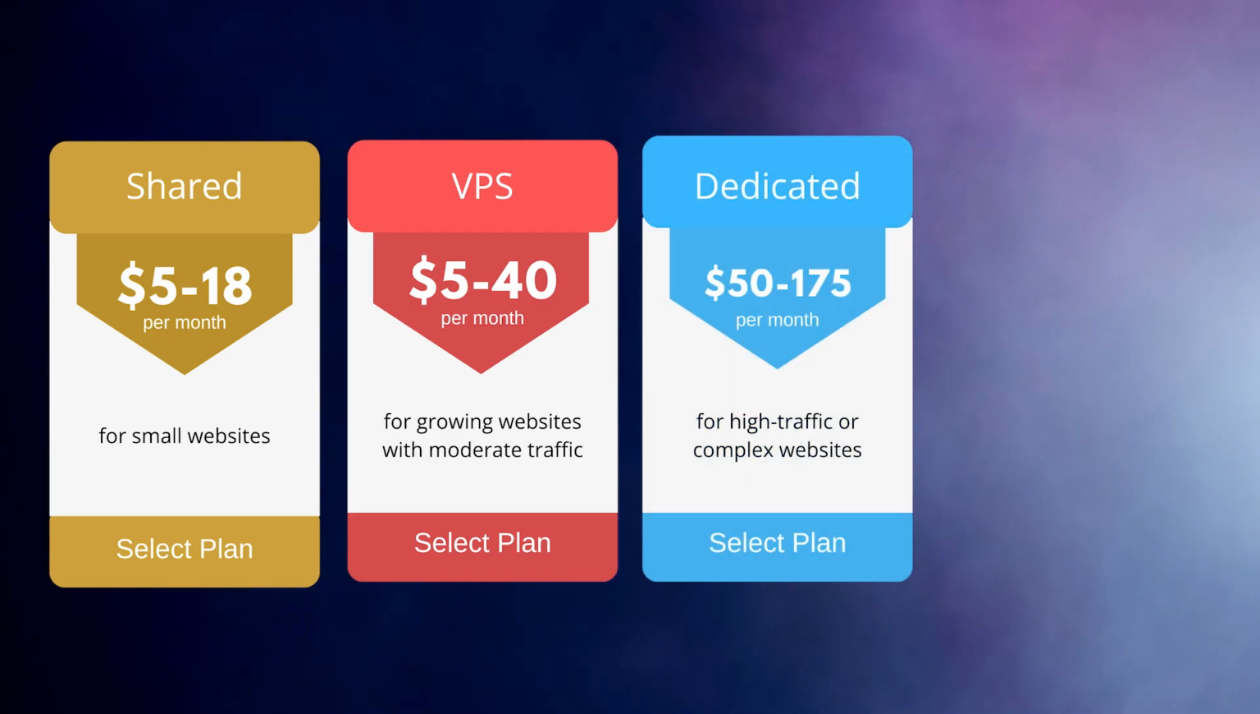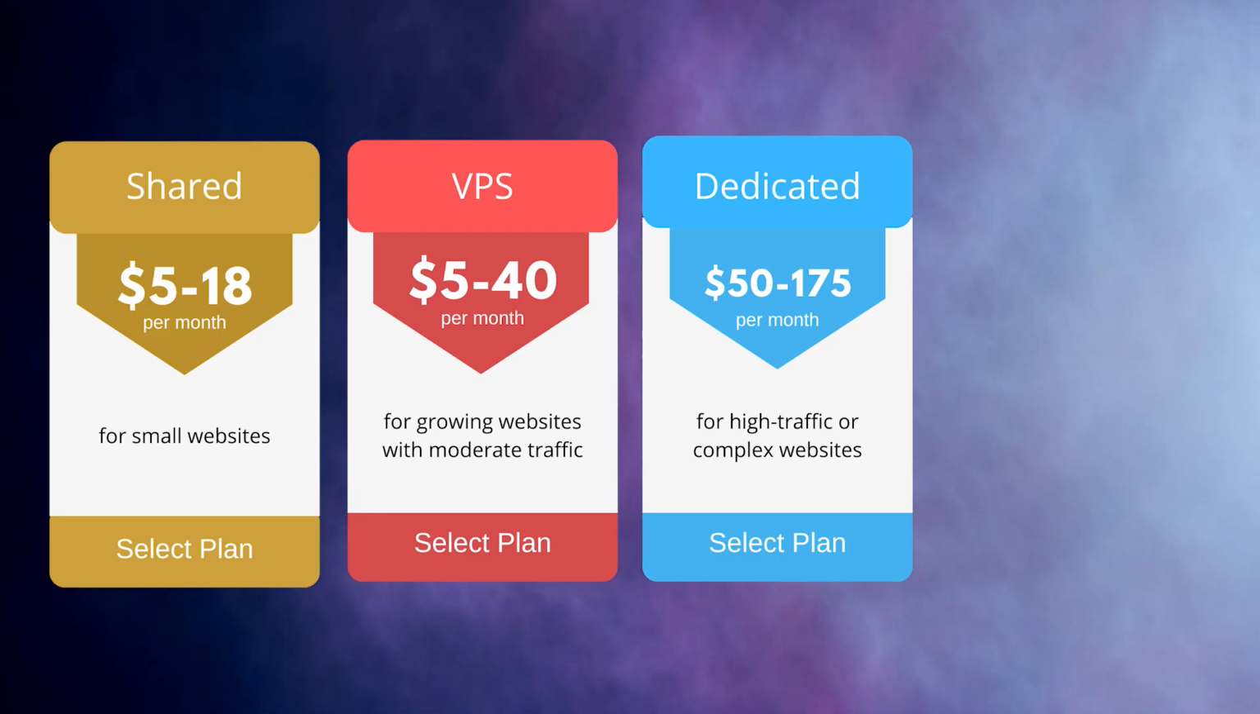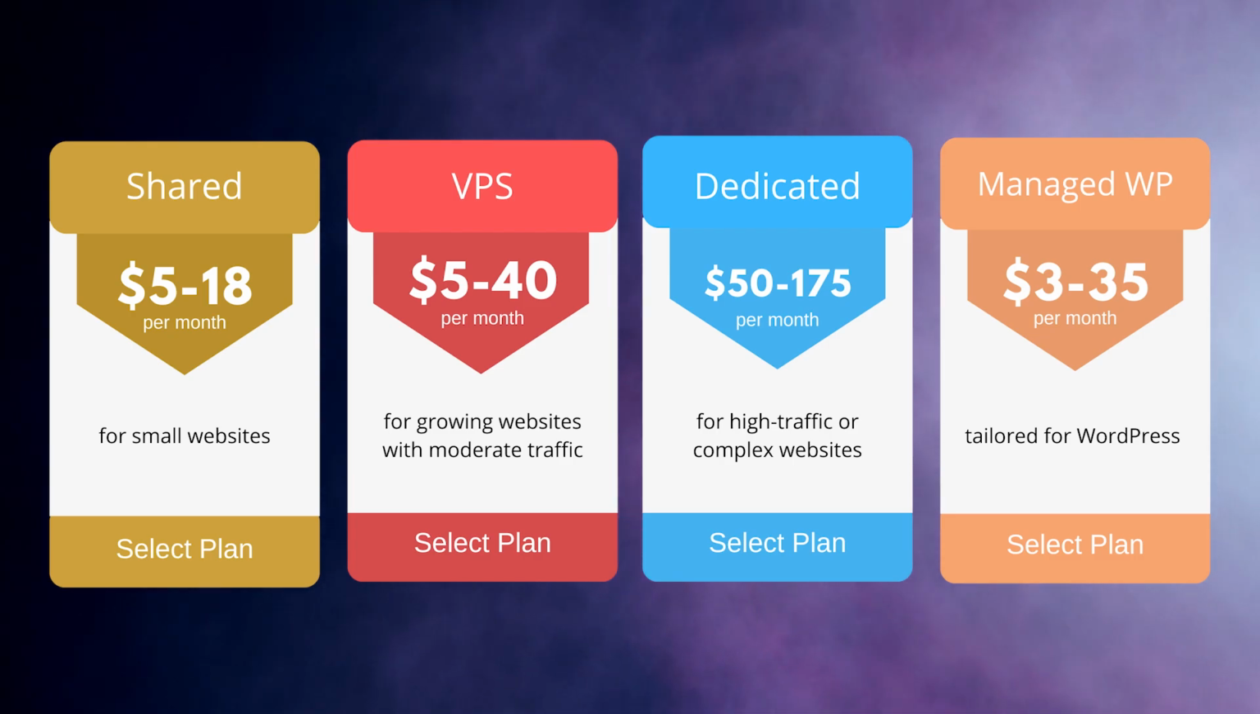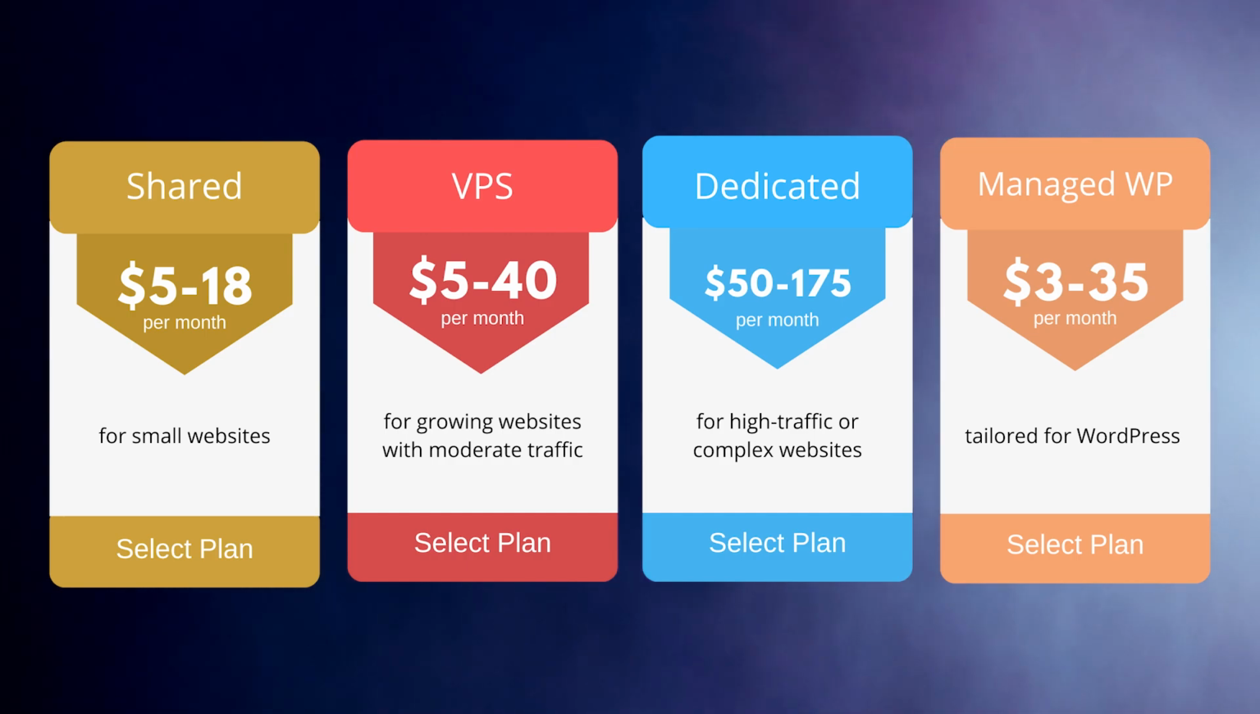Then you have dedicated hosting. This will cost you between $50 to $175 per month. And this is for high traffic or complex websites. And finally, you have managed WordPress hosting. $3 to $35 per month, tailored for WordPress with features like automatic updates and backups.